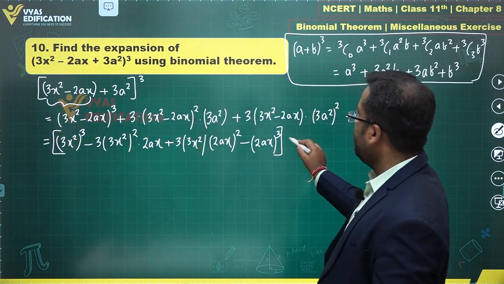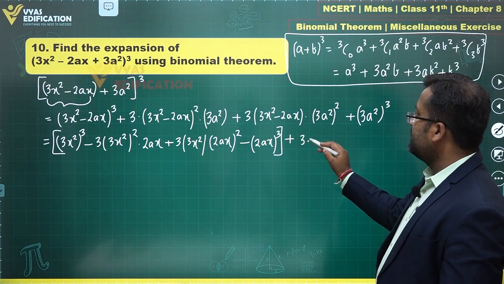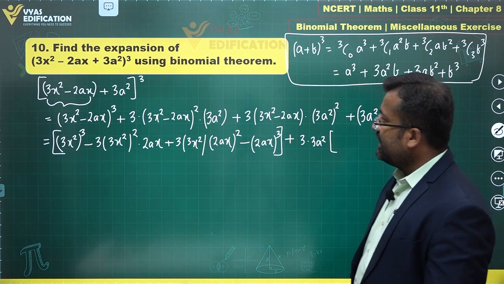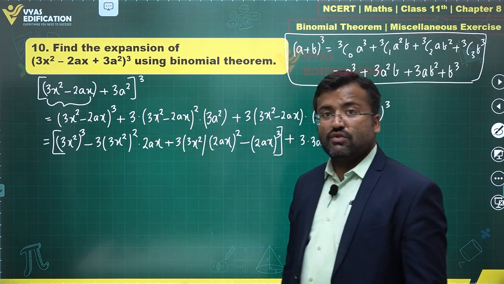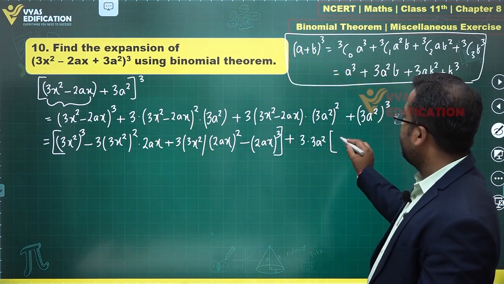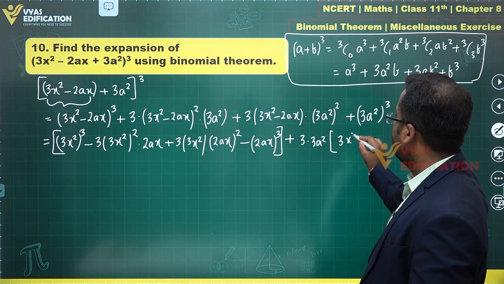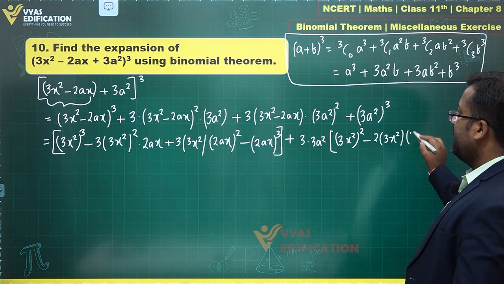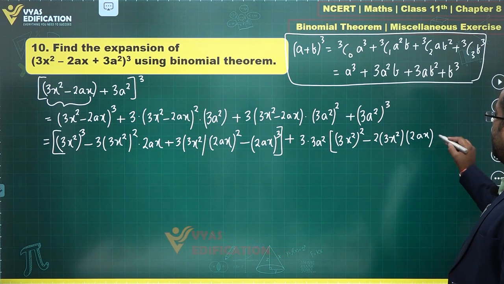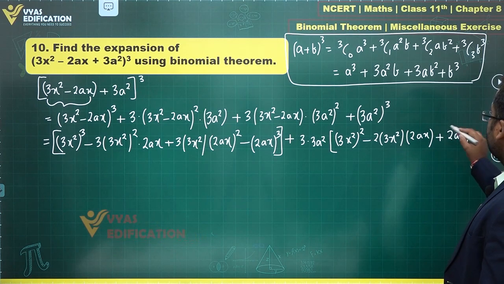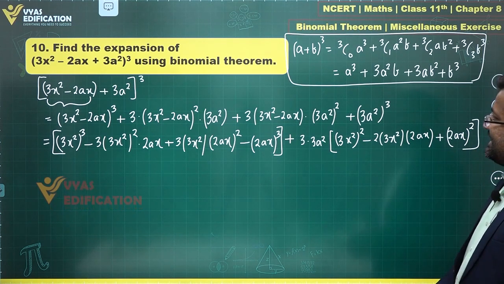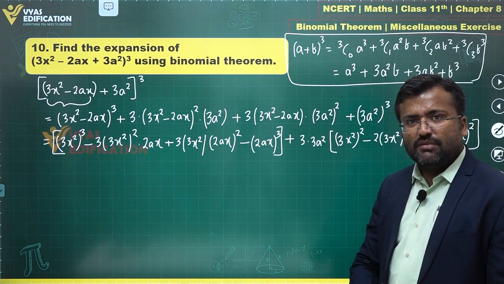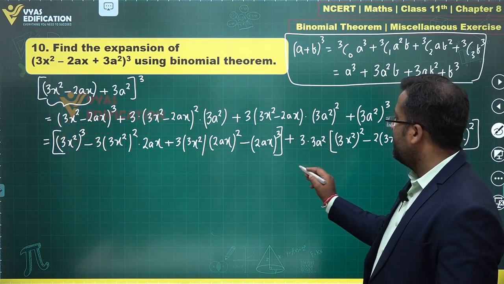The next term is plus 3 times 3a square, which I already have, and then there's a huge term. What's that? 3x square minus 2ax whole square, which is a minus b whole square, that is a square minus 2 times a times b plus b square, which is 2ax whole square. This is this term over here. What about these terms? These are pretty simple. Let's write them also down.